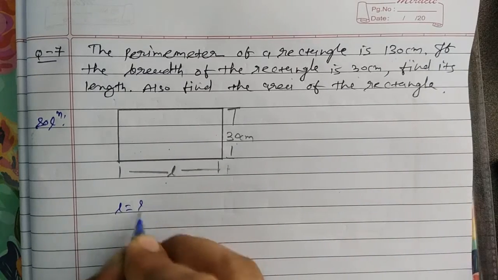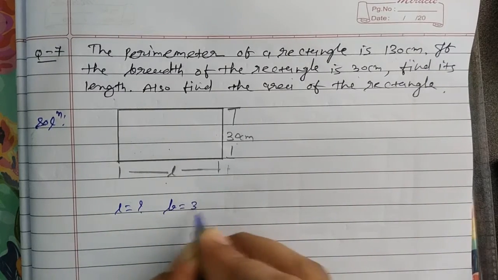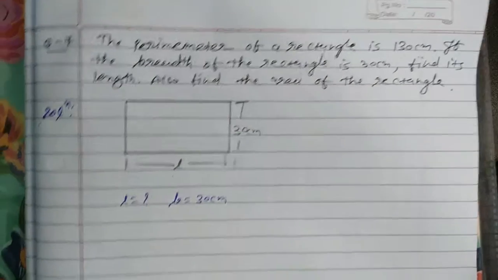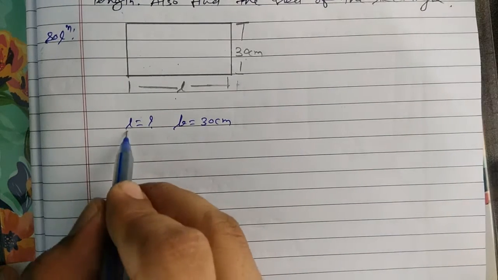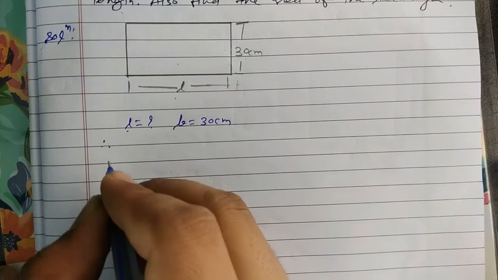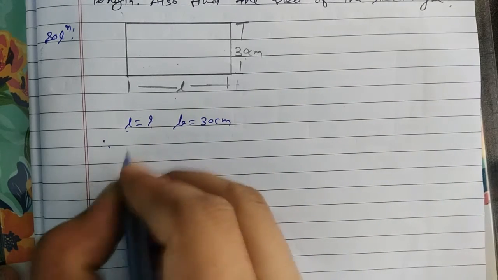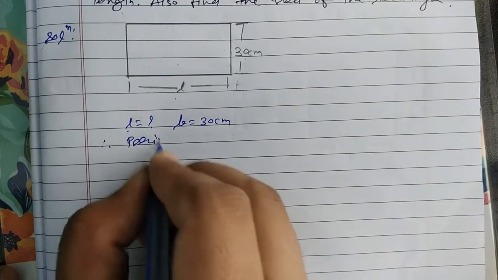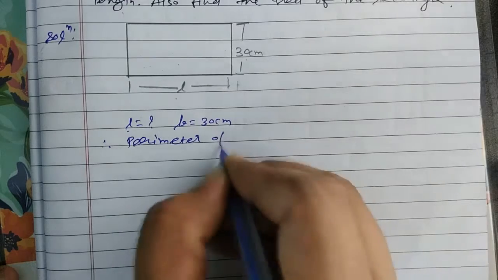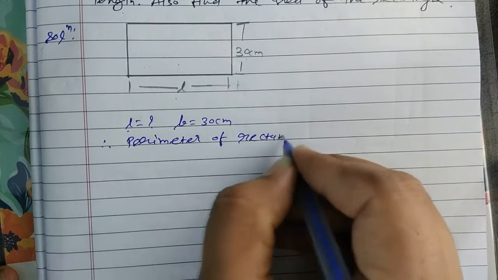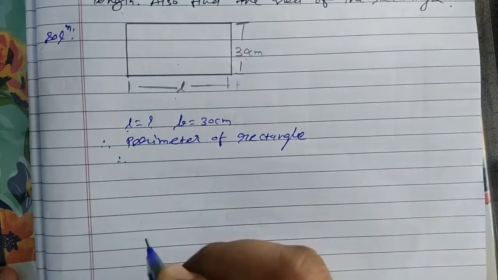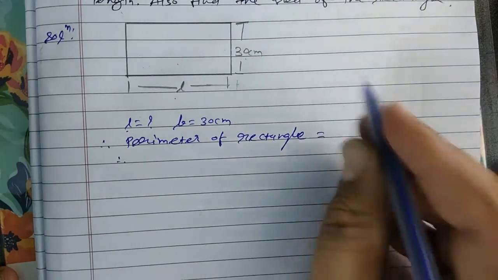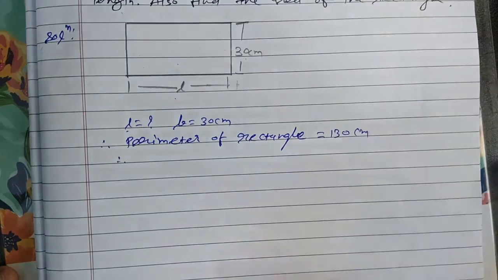So here length we have to find, breadth is given, that is 30 centimeter, and perimeter is given. So we will use the formula of perimeter. From that we can find length, as perimeter of rectangle is already given. So perimeter of rectangle is equal to nothing but 130 centimeter.